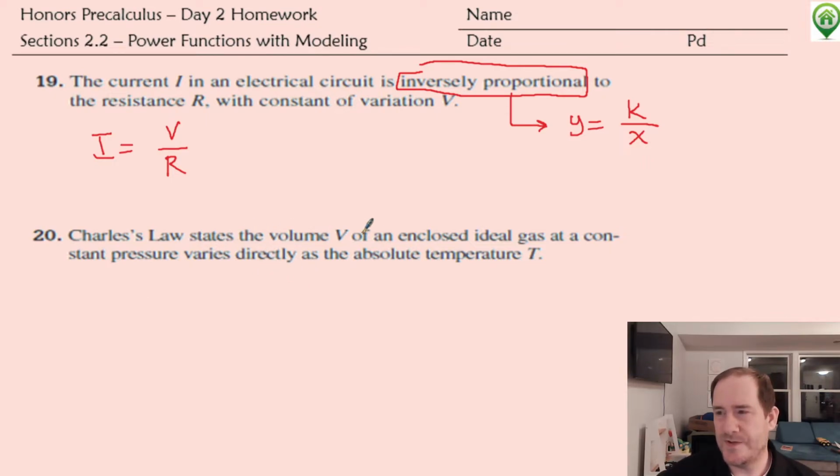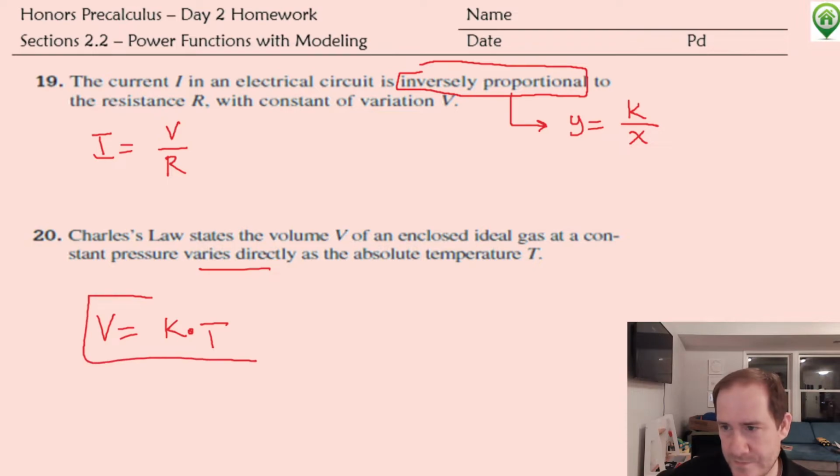But it states that the volume of an enclosed ideal gas at constant pressure varies directly as the absolute temperature T. Okay, fine. So another varies directly one. Those should be easy. You're saying volume is equal to some constant K multiplied by the x variable, which I guess is T. That's it. Those are easy.